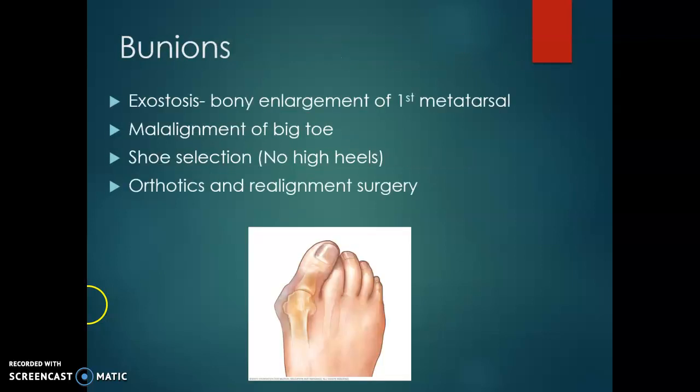Okay, then we have something called bunions. Bunion is a word describing something called exostosis on the first metatarsal. So exostosis is any kind of bony enlargement. So this could happen on the back of the heel, on the first metatarsal, but this is very common right here at the base of the first metatarsal because of the shoes that people wear. So this is going to cause malalignment of the big toe. So as you can see here, the big toe is facing outward, and that's because the bone is growing extra and it's making it come out of its normal, natural alignment.